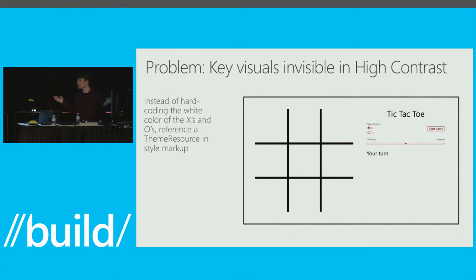Great. So we tested with high contrast, and we found a problem. Our key visuals, namely the X's and O's in our board, were completely invisible when we switched into high contrast. Pretty easy to fix. We used a theme resource, and now they update automatically.